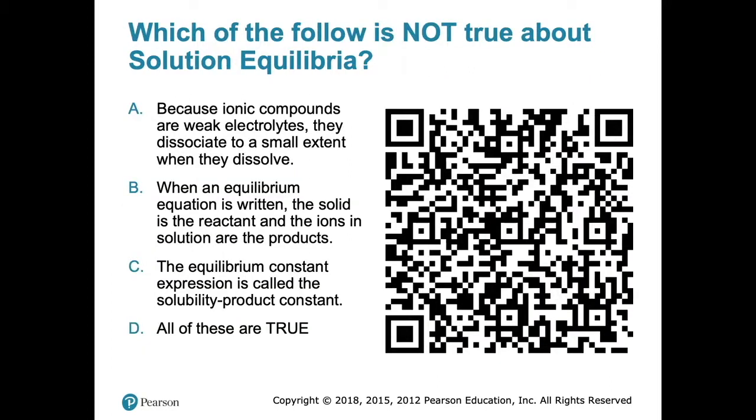So, which of the following is not true about solution equilibria? Because ionic compounds are weak electrolytes, they dissociate to a small extent when they dissolve. When the equilibrium equation is written, the solid is the reactant and the ions in the solution are the products. The equilibrium constant expression is called the solubility product constant. Or, all of these are true.